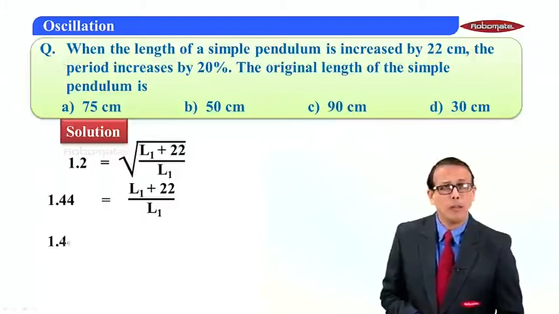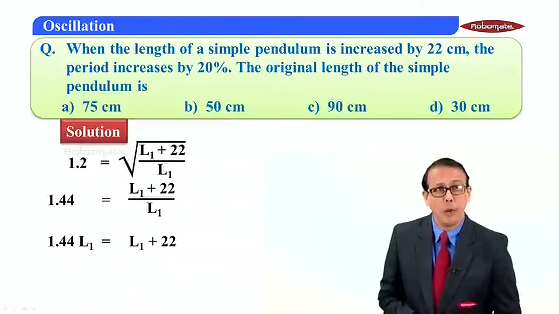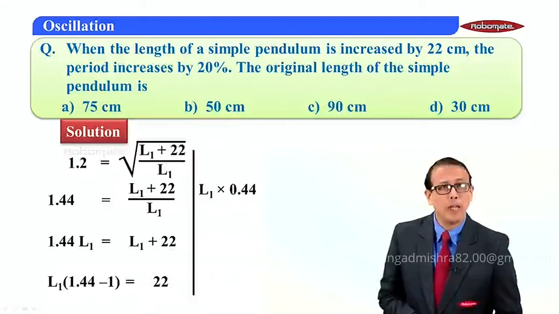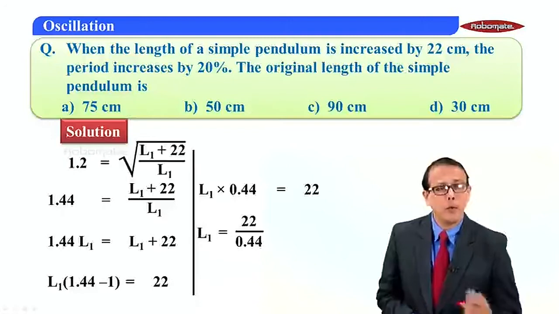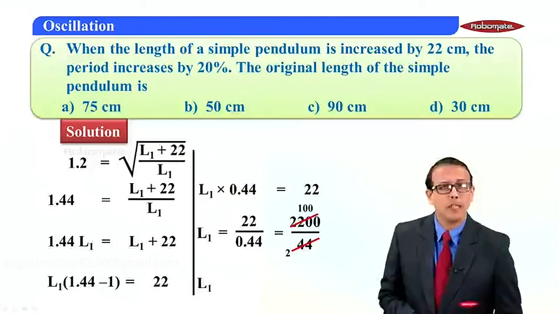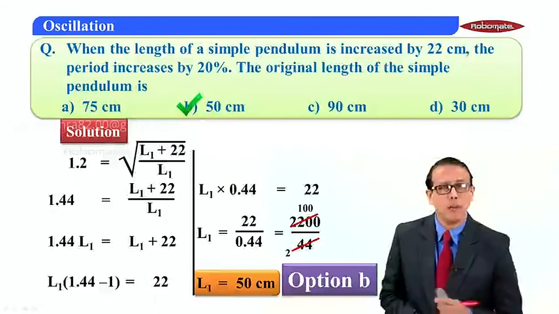Let's cross multiply L1, so this will become 1.44 L1 is equal to L1 plus 22. Let's take L1 on the other side and let us take it common as well. So it becomes L1 into 1.44 minus 1 is 22. So students, that becomes L1 into 0.44 is 22, and hence L1 will become 22 upon 0.44, or it is 2200 upon 44, that will become 100 upon 2, that is nothing but 50. So therefore original length is 50 centimeter, that is nothing but our option B. Therefore the right option is B.